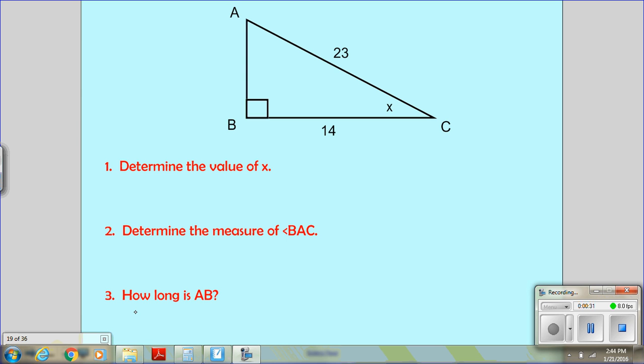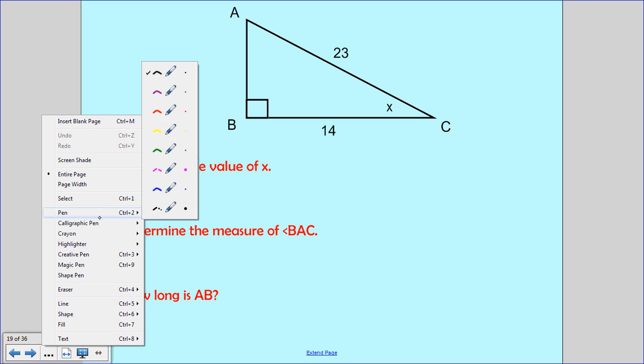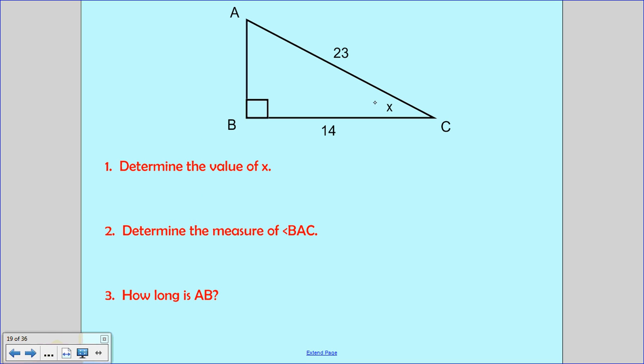Alright, first we're going to determine the value of x. If you notice, x is no longer a side, it's an angle, and it will be our reference angle. So when I look at reference angle x, I am showing the adjacent side, which is 14, and I'm showing the hypotenuse, which is 23. So since I have adjacent and hypotenuse, the only trig function I can use is cosine.